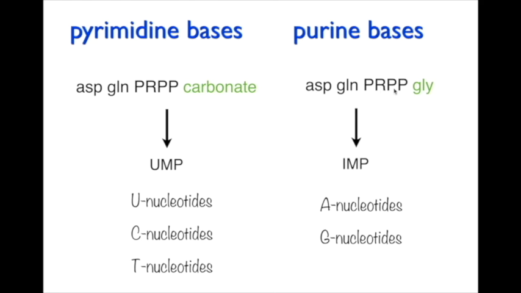So we start off with this. So that's a difference between the two pathways. And this pathway produces 3 nucleotides, and this one produces 2 nucleotides.